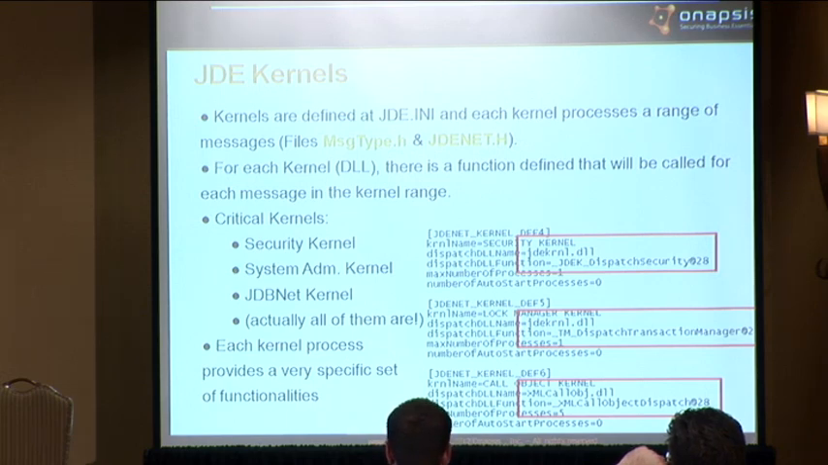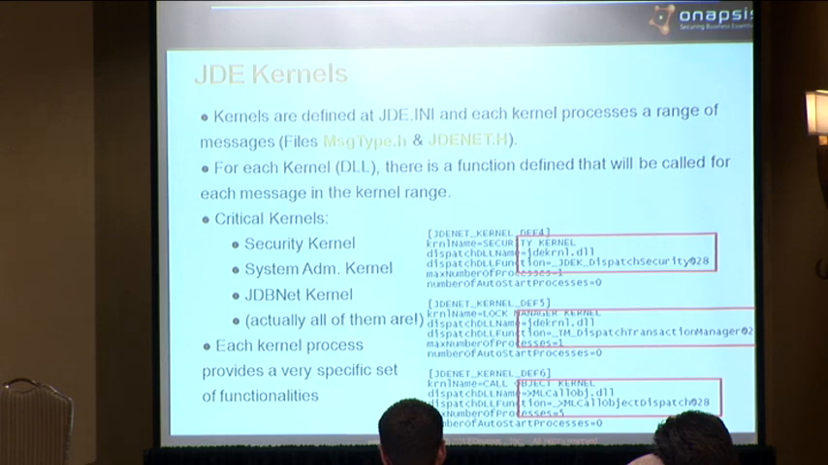As you can see, that's an extract of the JDE.ini file. This is a configuration file that holds the definition for all the kernels. You can see that the security kernel is the one in charge of authenticating the user, so it's highly critical. It's defined as one DLL, and then you have the dispatch function that's also very technical. That's a function in charge of dispatching the messages that are going to that kernel. And then you have 2 other different DLLs and functions defined.